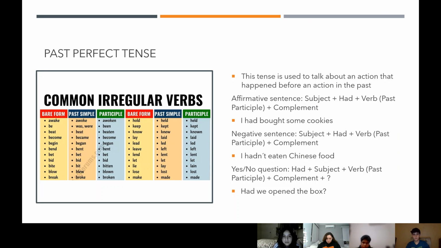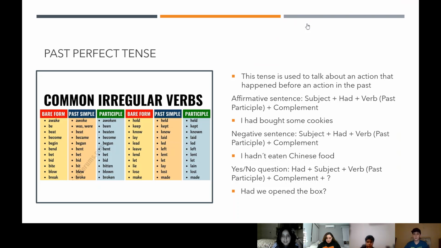Past perfect tense. This tense is used to talk about an action that happened before another action that happened in the past. Affirmative sentence. Subject plus had, plus verb plus past participle plus complement. I had bought some cookies.